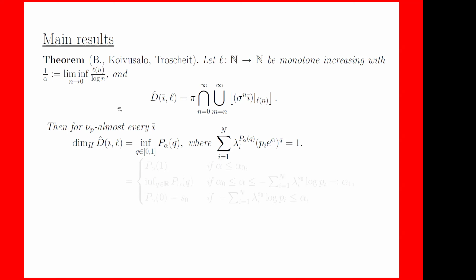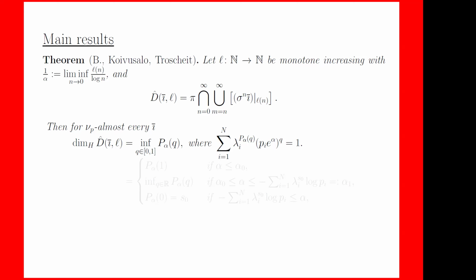And you can compactify this formula much better, because the Hausdorff dimension of this set for nu p almost every center point is the infimum of this function p alpha q, where you take the infimum only for q between 0 and 1. And this p alpha q is the unique solution of that equation. So it seems like some natural generalization of the shrinking target dimension and the LQ spectrum.